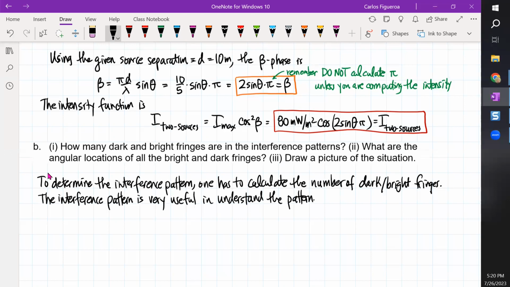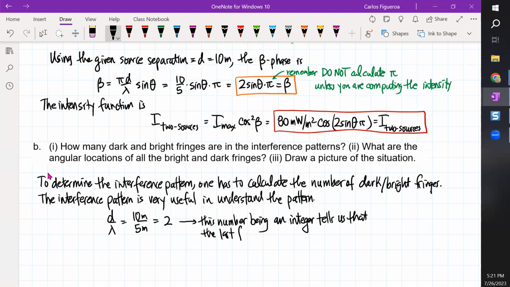For example, look at what the interference pattern tells us. It tells us that d over lambda, which is 10 meters divided by 5 meters, is exactly 2. The fact that this number is an integer tells us that the last fringe ends with a bright. So we know it has to be a bright. And I'm not going to go into other details, but it actually gives you the M value too. But I'll talk about that when we get to diffraction, because I want to follow the same pattern that we've been following. So let's look at that.